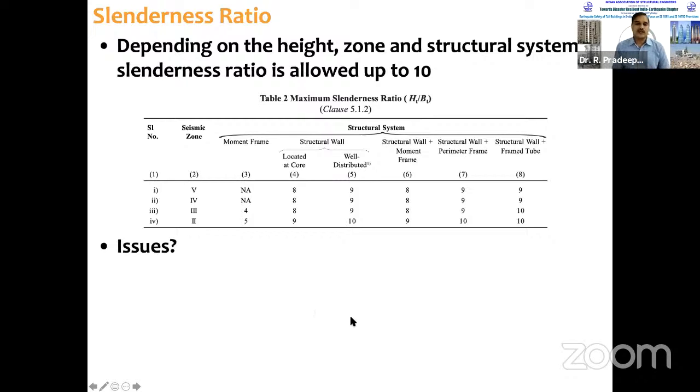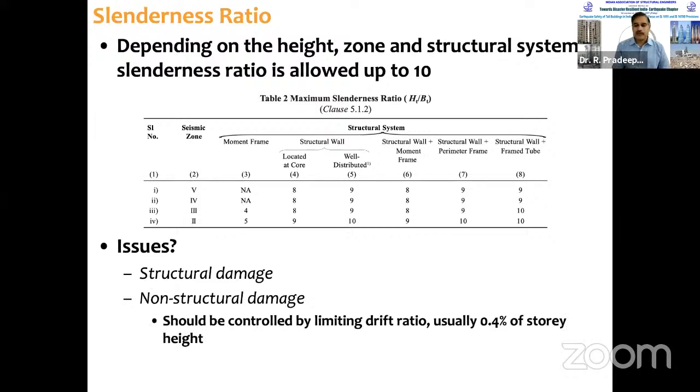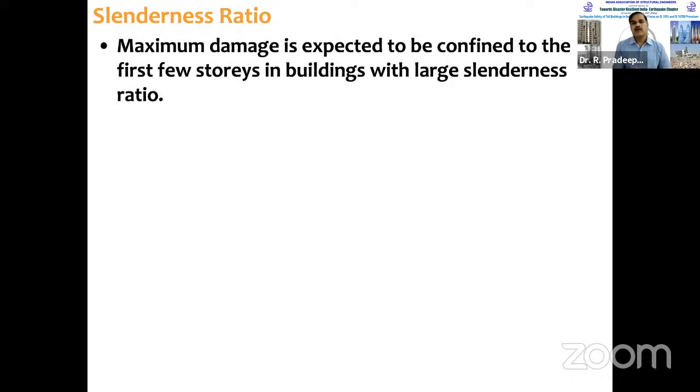So what are the issues if slenderness ratio is very high? The buildings are susceptible to structural damage as well as non-structural damage. How will that happen? It happens because of the high drift ratio. The code restricts drift to 0.4% of story height. If drift goes beyond 0.4, we have to restrict it up to 0.4 and accordingly select the structural system. Maximum damage is expected to be confined to the first few stories in buildings with large slenderness ratio.